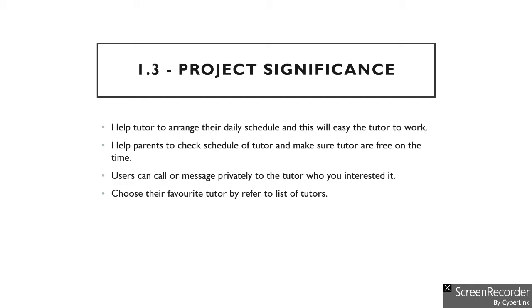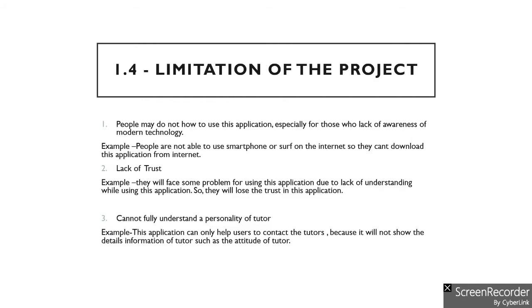The third part is project significance. It helps tutors arrange their daily schedule and this will ease the tutor's work. It helps parents check the schedule of the tutor and make sure the tutor is free at the time. Users can call or message privately the tutor they are interested in. They can choose their favorite tutor by referring to the list of tutors.